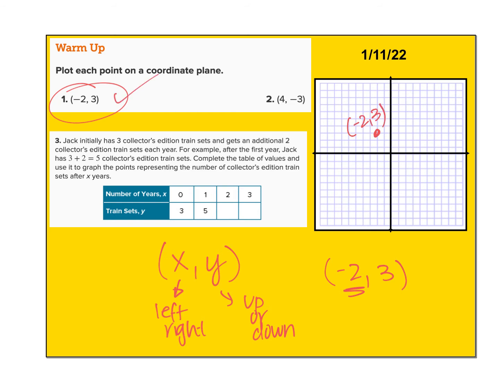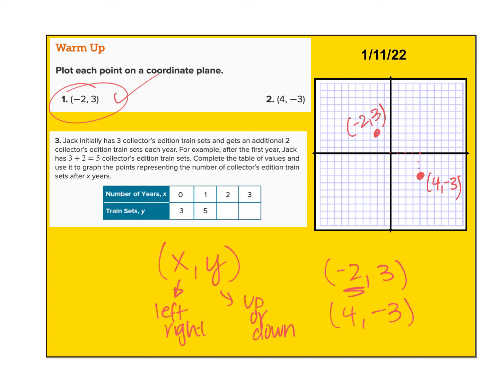All right, my second coordinate is 4, -3. So again, I'm going to start at the origin. So I kind of start right there. And I'm going to go right 1, 2, 3, 4. And then down 1, 2, 3. So that's 4, -3.